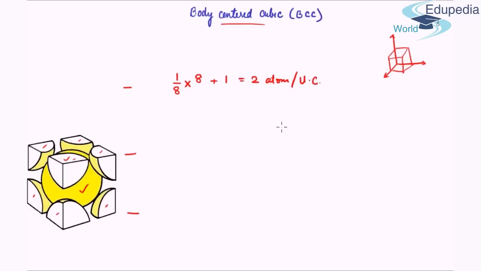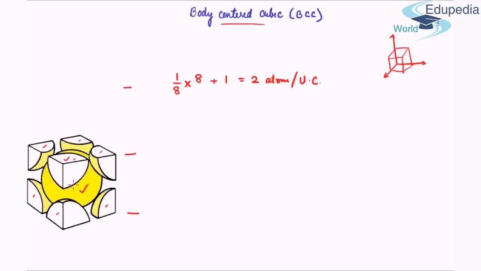Now the next thing is, let's understand what is the coordination number of the BCC atom. Before that, what exactly is the coordination number? The coordination number defines the number of nearest neighbor atoms for a given atom. So the number of nearest neighbors which a particular atom has will be the coordination number of that atom.